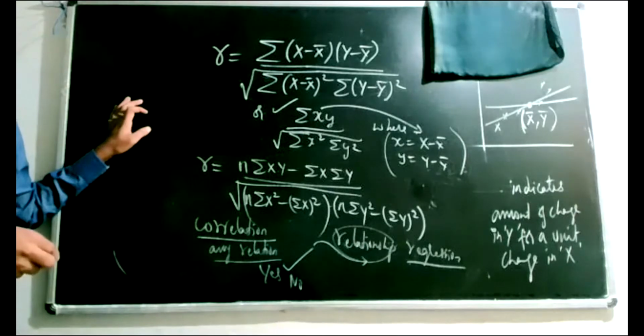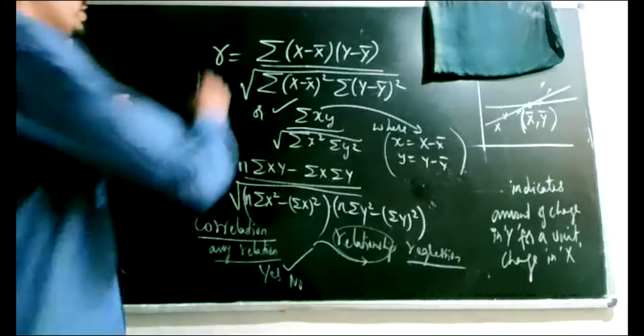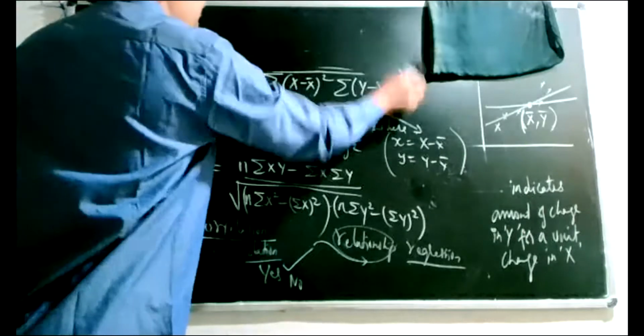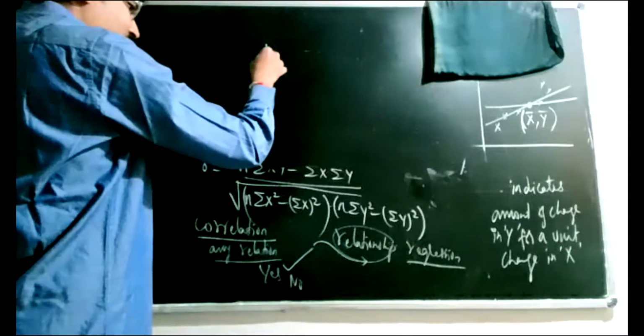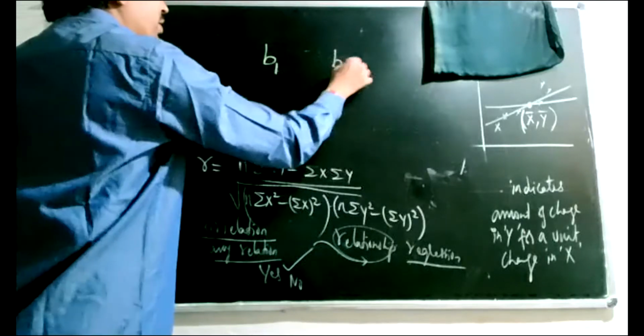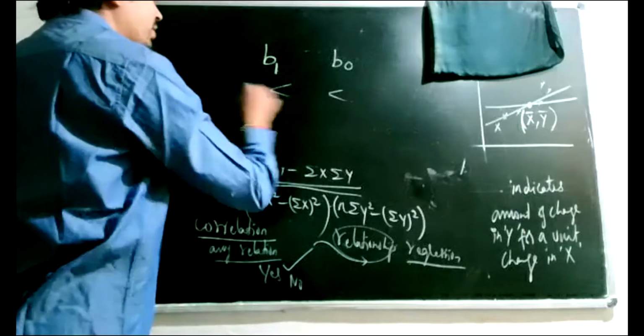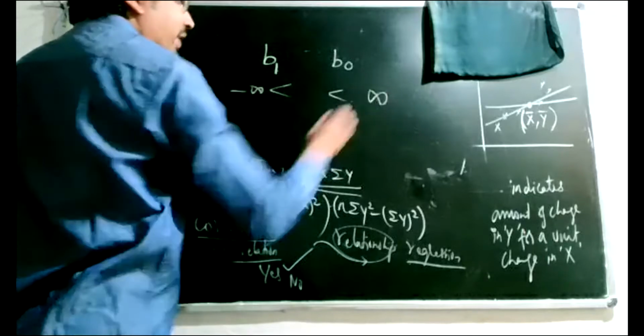Okay, sir. Sir, what is the range of the regression coefficient? It could be anywhere on the real line. So your regression coefficients, beta 1 and beta 0, could take any value from minus infinity to infinity.